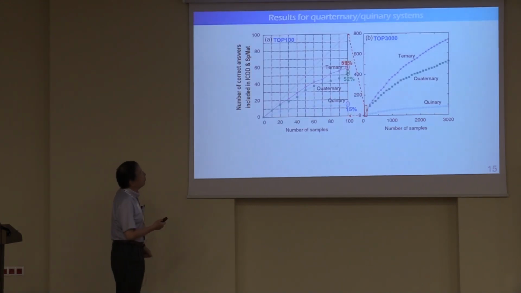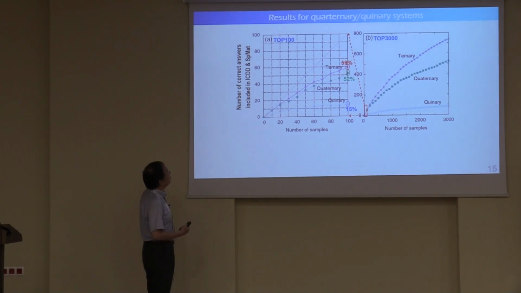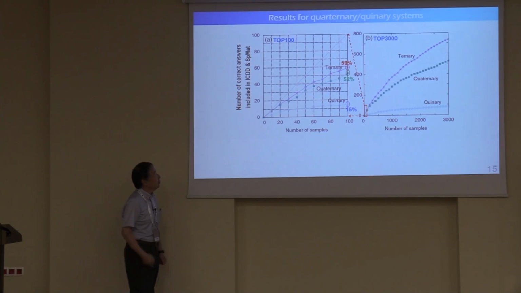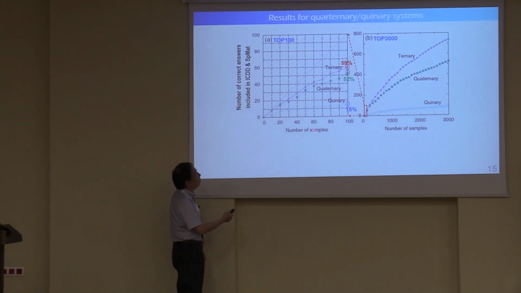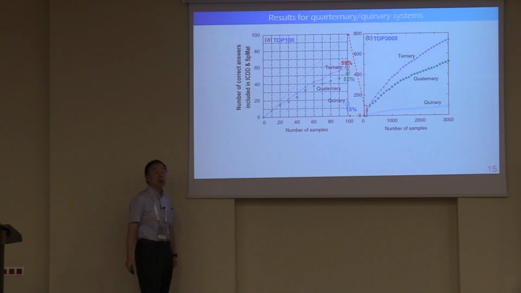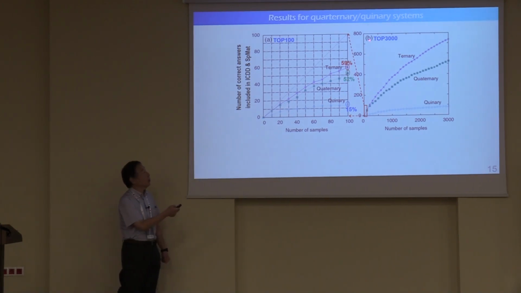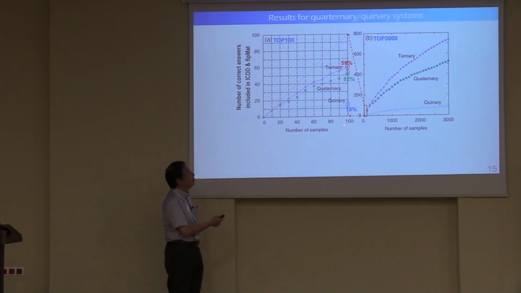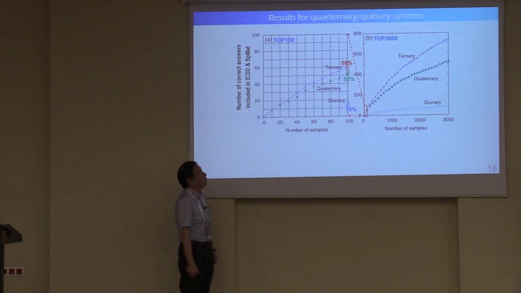It is not only for the ternary system. Again, the vertical axis corresponds to the number of correct answers. This is the number of samples from top 1 to top 100. The success rate at top 100 was 59% for ternary. For quaternary, it was also 52%, not so different. But for quinary system, it was lower, 15%.